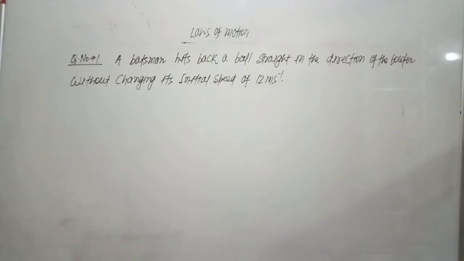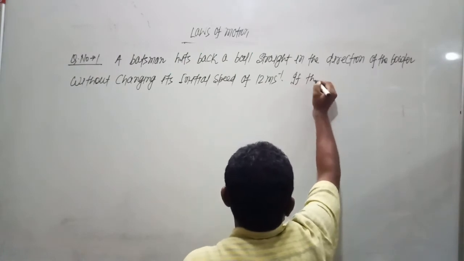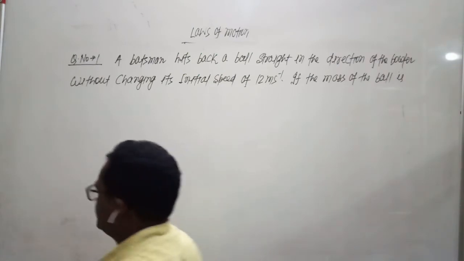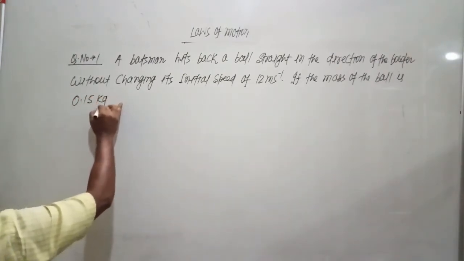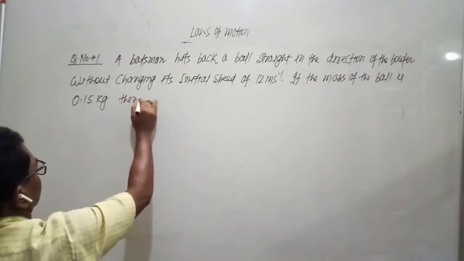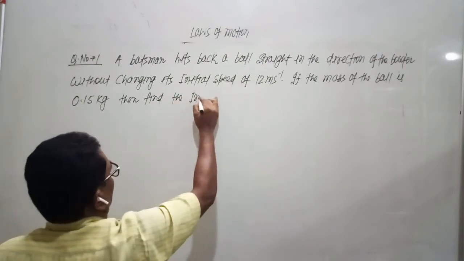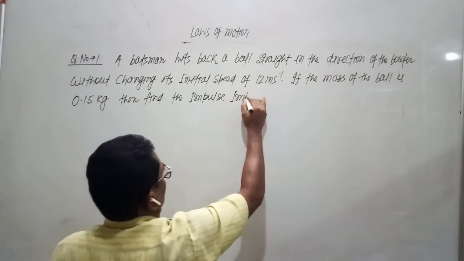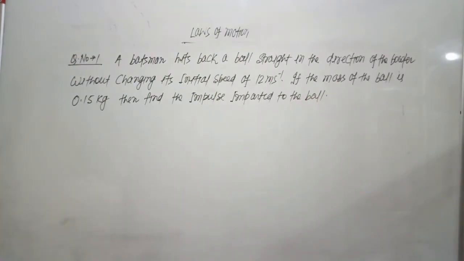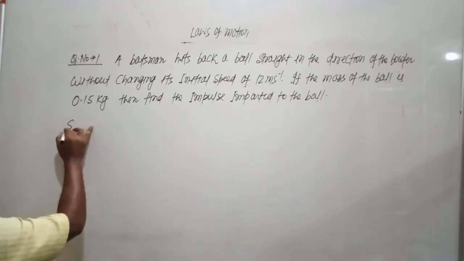If the mass of the ball is 0.15 kg, then find the impulse imparted to the ball. We have to calculate the impulse and assume the motion to be linear. So what impulsive force is imparted to the ball? This we have to calculate.